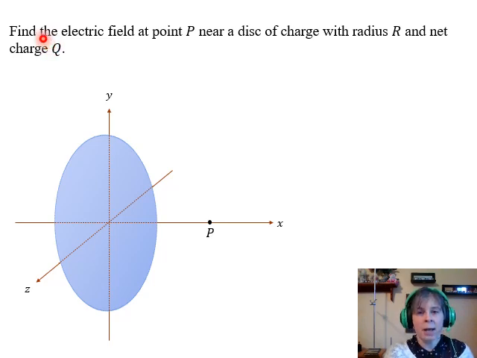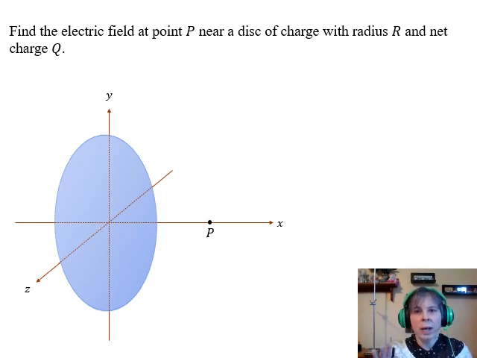We're going to pick some element of charge dq. We're going to look at the electric field made by dq, and then we're going to find the total electric field by adding up all the bits of electric field. The trick here is, how do we pick dq? Well, we want to pick a dq so that if we add up the field due to each dq, it's going to give us the total field. We also want to pick some sort of dq for which we can write down the electric field.